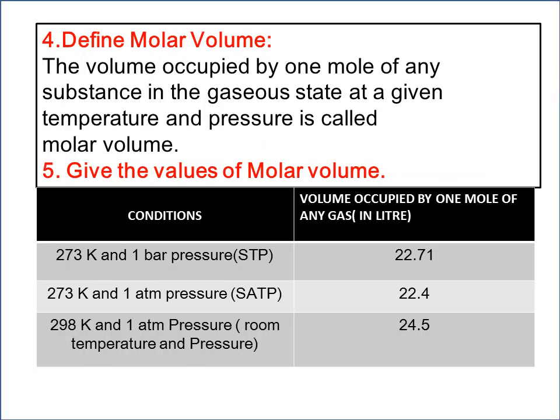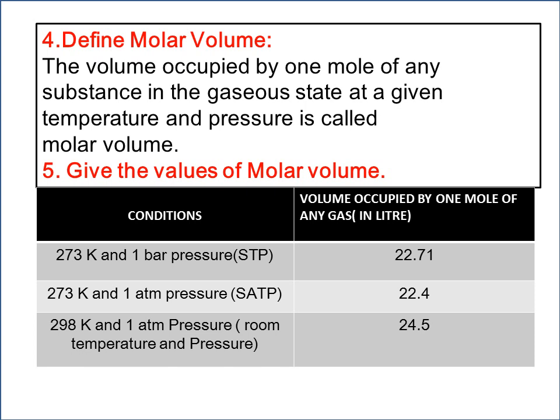What is molar volume, or how will you define molar volume? Volume occupied by 1 mole of a substance in the gaseous state at a given temperature and pressure is called molar volume. If you consider any gas, say for example carbon dioxide, 1 mole is equal to 44 grams. So 44 grams per mole of carbon dioxide will occupy 1 molar volume. Same way if you take 1 mole of any gas, it will occupy what is called molar volume.